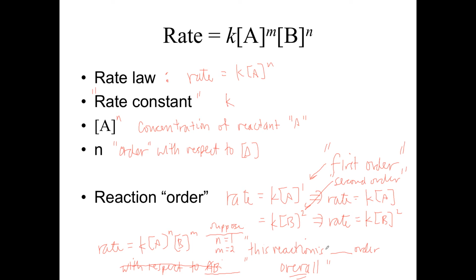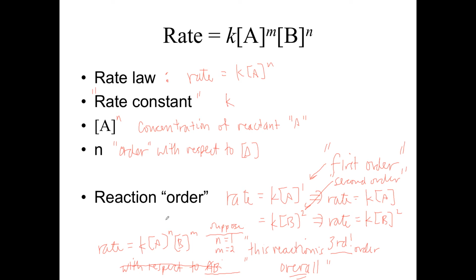Please pause the video and think about that and guess. This reaction is blank order overall. And if you said third, you win. Can you see that? So the order of the reaction is essentially the sum of all the superscripts or the exponents of these reactants. So we'll be doing this more. You can pause this video or rewind it and listen to that part again, but don't memorize this part.